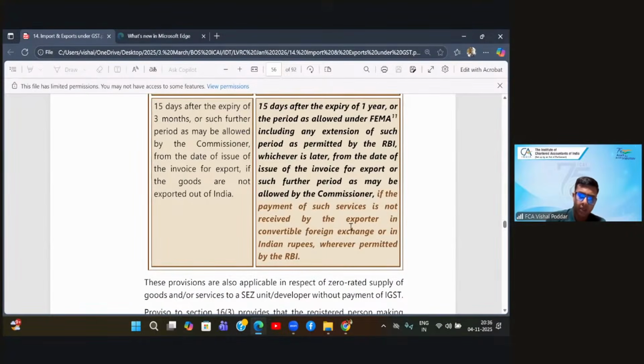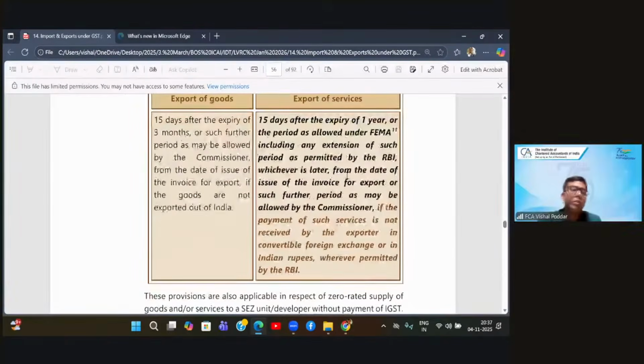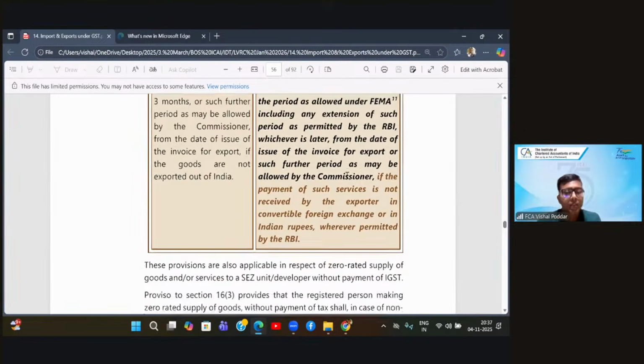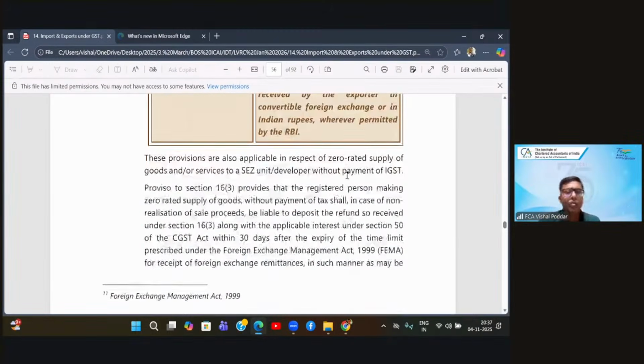Now, see, for export of service, there is no proof of physical export like how you have in case of export of goods, you have shipping bill, you have EGM. There are so many proofs. But for export of service, there is no custom clearance, so there is no proof. Hence, for this, you have to provide another proof that is receipt of payment. So if you are receiving the payment against such services, then it will be qualifying for the benefit. Otherwise, you'll have to pay the tax along with interest.